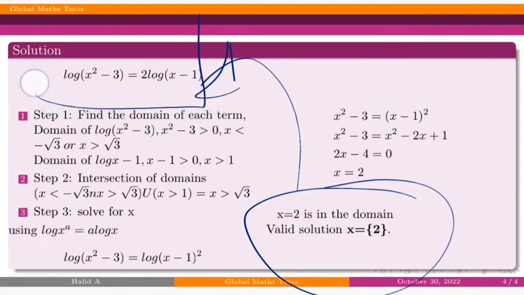We'll follow these steps to solve logarithmic equations basically. So practice more, it's easy, and I think for today it's enough. We'll do more examples in the next session.